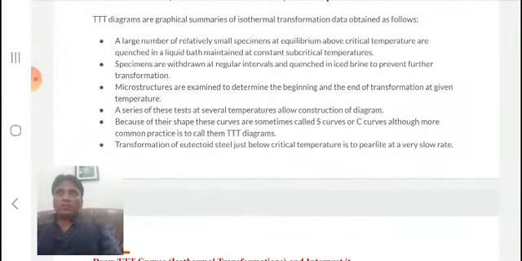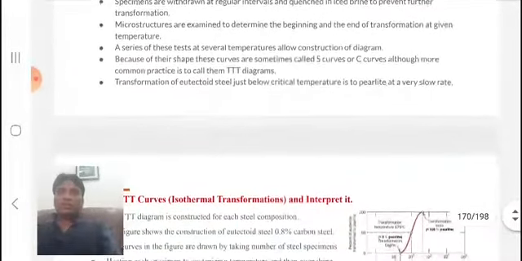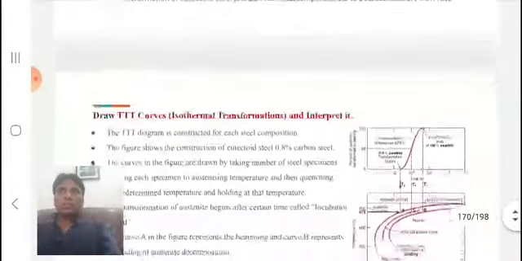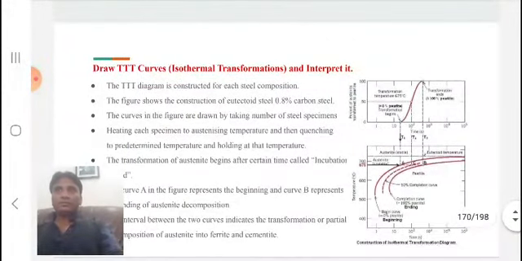So transformation of eutectoid steel just below critical temperature is to pearlite at a very slow rate, that we have already discussed in the previous video sessions, and the TTT diagram is constructed for each steel composition. The figure shows the construction for eutectoid steel of 0.8% carbon steel.